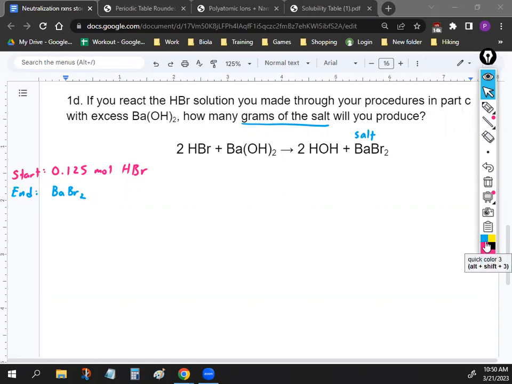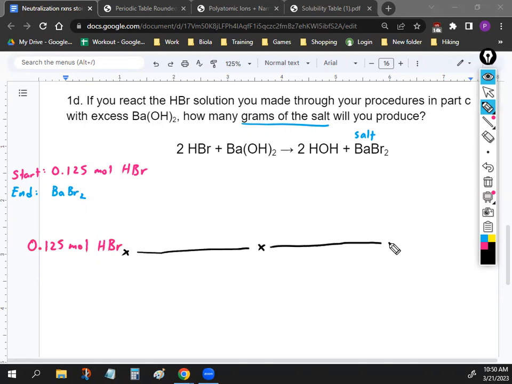Okay, so what we're gonna do is we're gonna take our starting number, 0.125 moles of HBr. And then we're gonna set up two fractions. So I'll give you guys a second to copy this down before we move on with more explanation. You're gonna have two fractions, and then I'm gonna start labeling the fractions for you, and then you guys can fill this stuff in, okay? So this is what you should copy down. And we'll take a little pause right now.